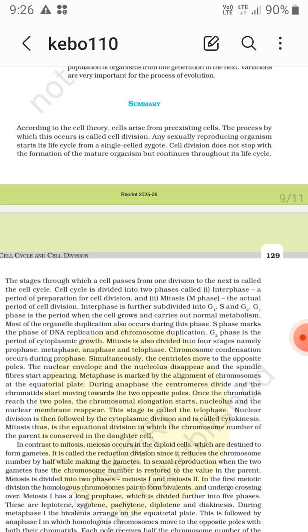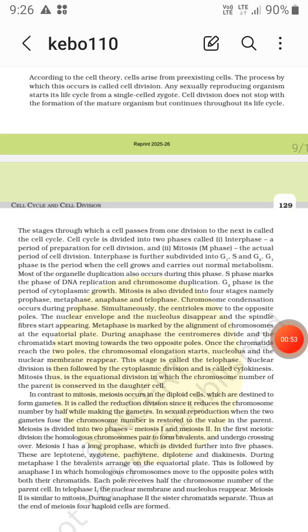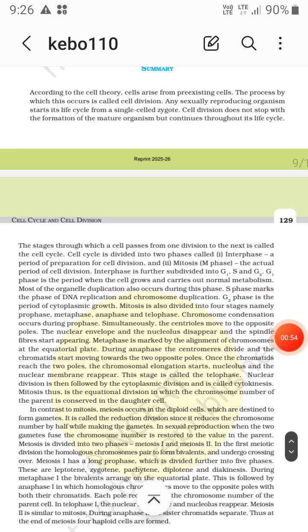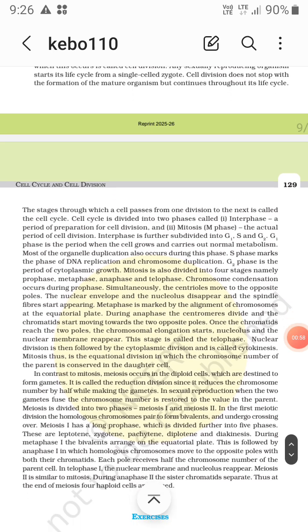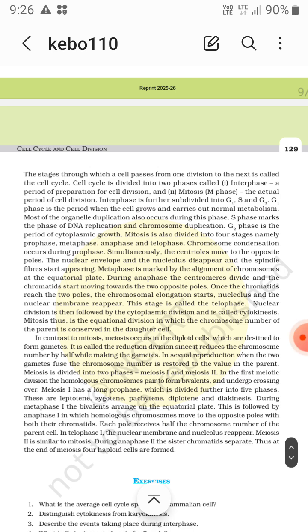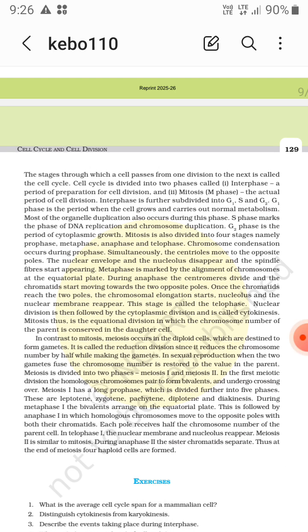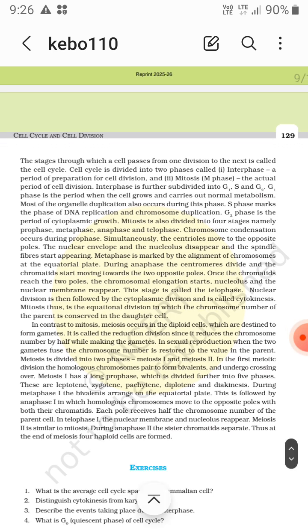Any sexually reproducing organism starts its life from a single-cell zygote. Cell division does not stop with the formation of the mature organism but continues throughout its life cycle. The stages through which a cell passes from one division to the next are called the cell cycle.